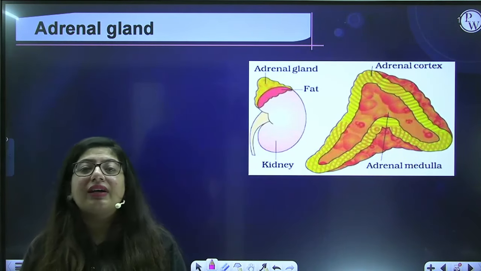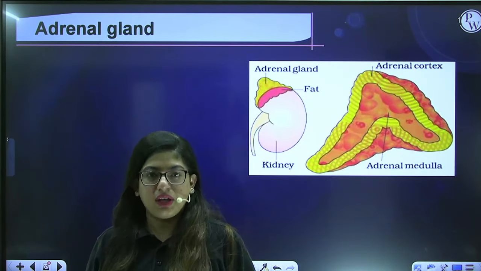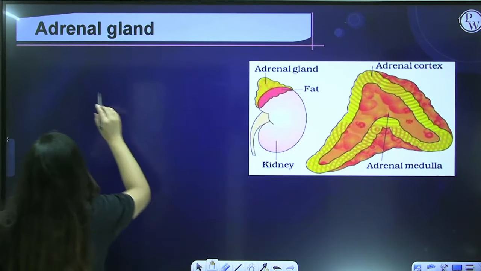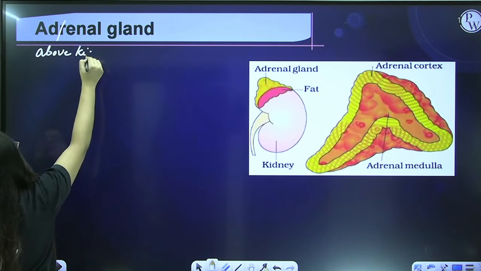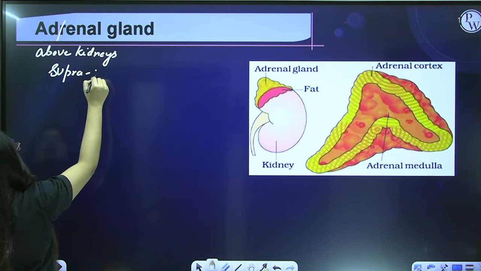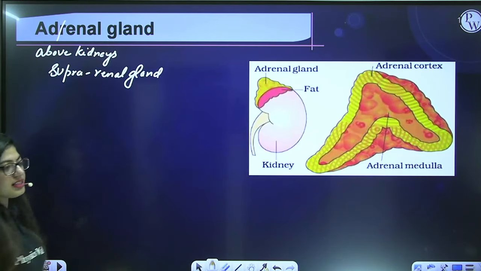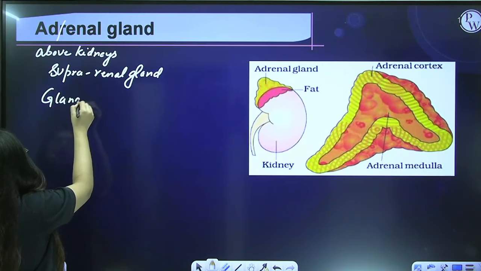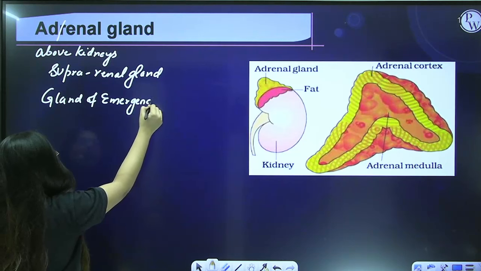What does adrenal gland mean? Let's get started. So now let's talk about the adrenal gland. Adrenal: ad means above. It is present above the kidneys, also known as the suprarenal gland. Supra again means above the kidneys, right? Because this is present above the kidneys. It is also known as the gland of emergency.